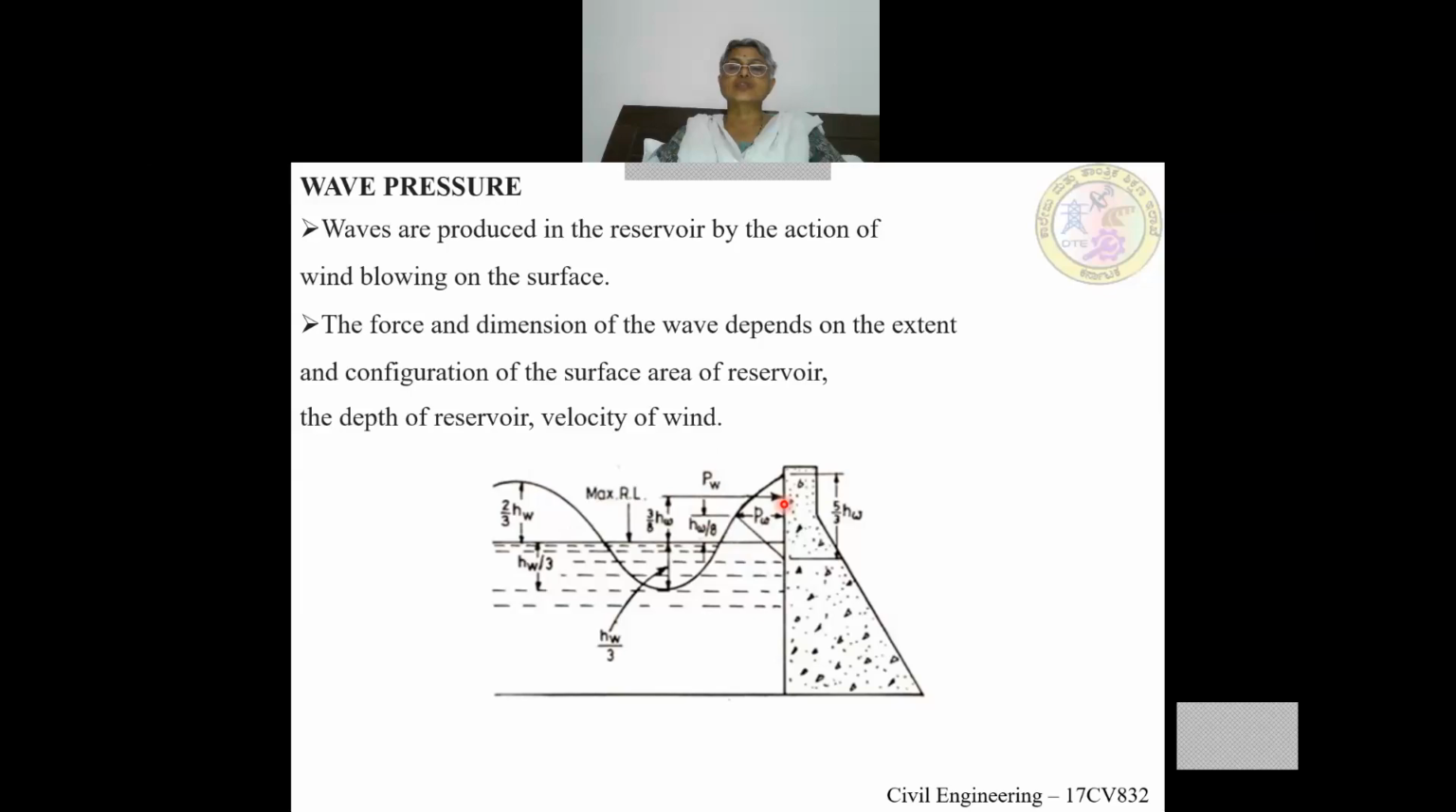So this acts on the vertical face of the gravity dam at a distance of 3/8 of hw. You have to remember this. Next, the pressure intensity Pw will be acting over a height of 5/3 Hw. This is the pressure, the wave pressure, whereas this is the total force. The total force is acting at a distance of 3/8 Hw.